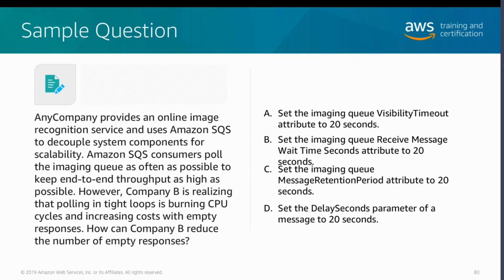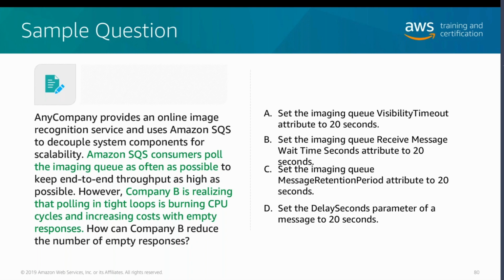So this is testing your knowledge of long cycle and short cycle polling. Basically what they're saying is it looks like right now we're polling in short cycles, but we're getting a lot of empty responses back, and we're trying to improve the efficiency of those operations, okay?